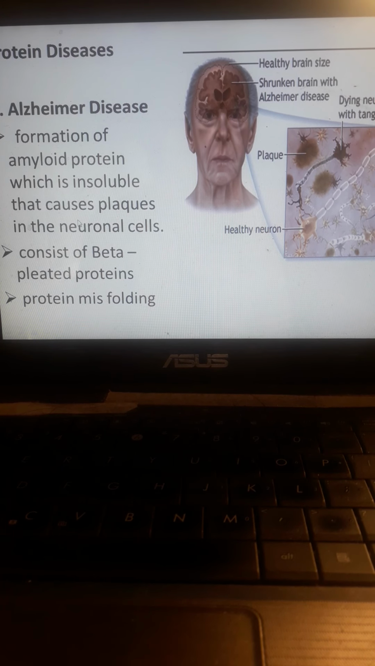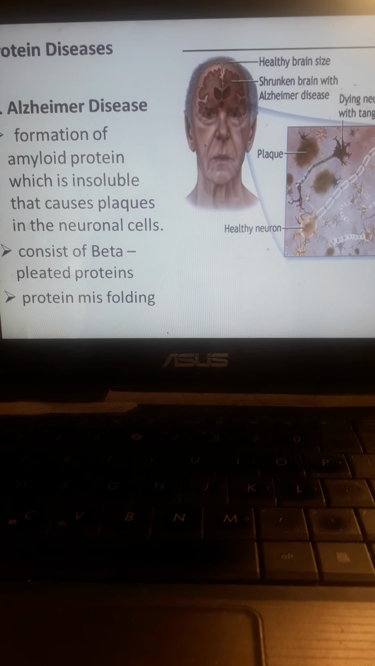Okay, so we have protein diseases, like Alzheimer's disease. There is formation of amyloid protein, which is insoluble and causes plaque in the neuronal cells. It consists of beta-pleated proteins or protein misfolding. Okay? These are the amyloids. These are abnormal proteins found in the brain, which shrink the brain. That is called Alzheimer's disease. It will affect the cognitive function, the memory, and the critical thinking of the patients. So the term is Alzheimer's.